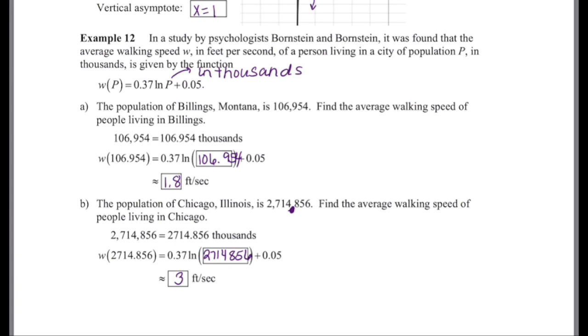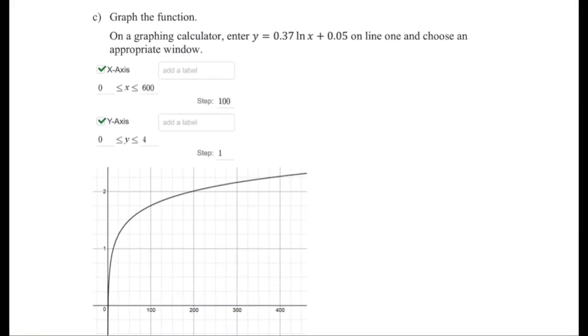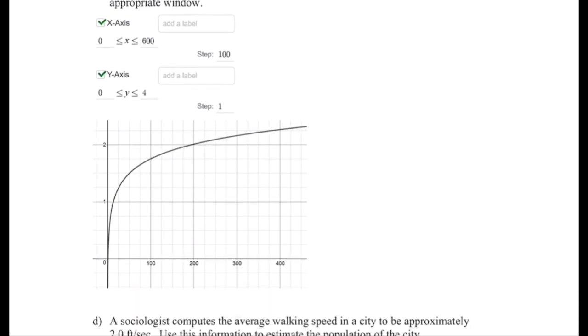And then let's graph the function. So using decimals, we can graph this function pretty easily. I entered in y is equal to 0.37 times the natural log of x plus 5/100 on one line, and then I chose an appropriate window so I could see a little bit. We could also use this just as we did in the last lesson to find some information that we're looking for.